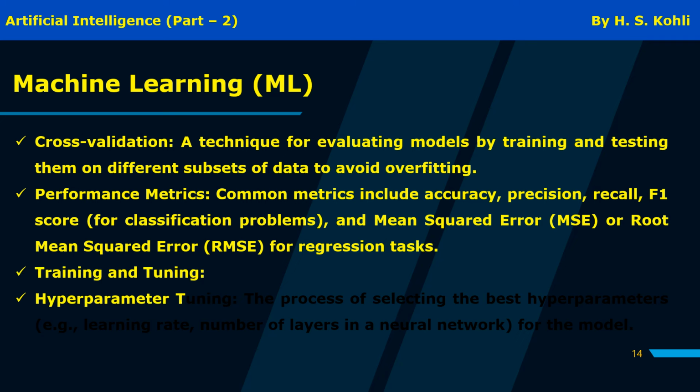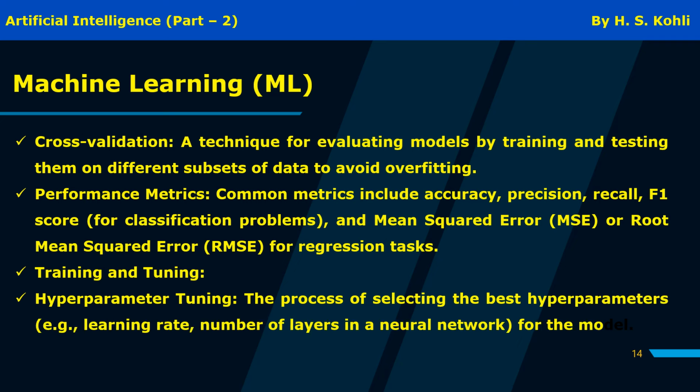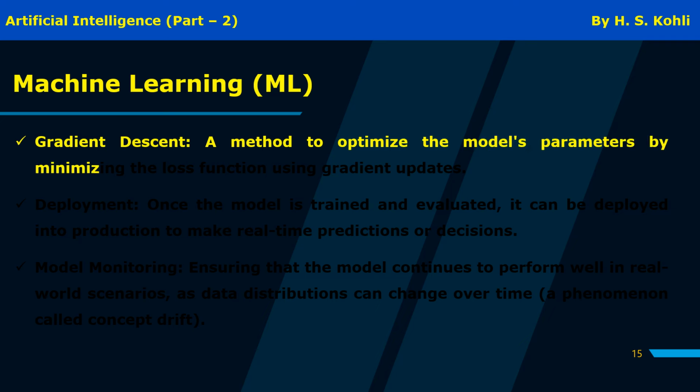Training and tuning. Hyperparameter tuning, the process of selecting the best hyperparameters, for example, learning rate, number of layers in a neural network, for the model. Gradient descent, a method to optimize the model's parameters by minimizing the loss function using gradient updates.